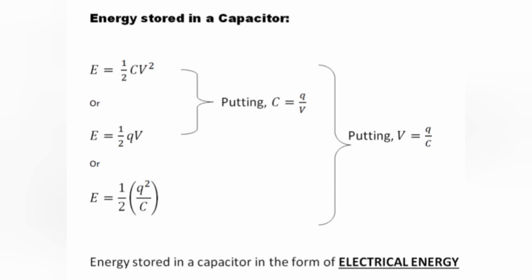Now if we put C equal to Q by V in this equation, we get another form of this equation as E equal to half Q into V. Now if we place V equal to Q by C in the first equation, that is in E equal to half CV square, we get the modified form of the equation as E equal to half Q square by C. So we can use either of these three equations as per the data available.